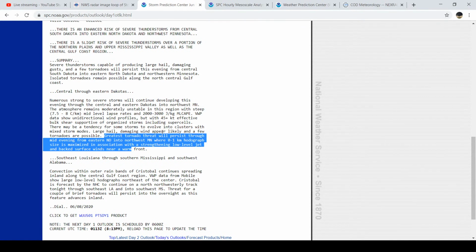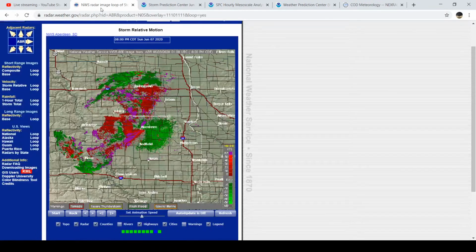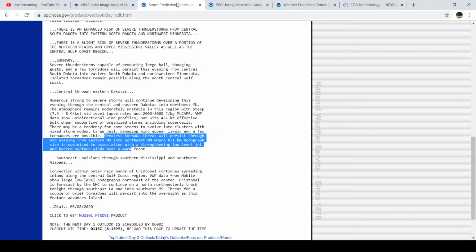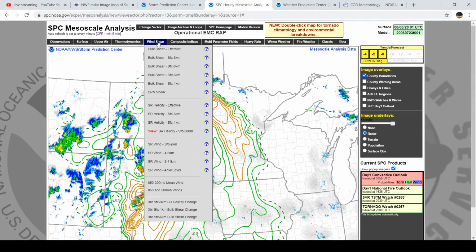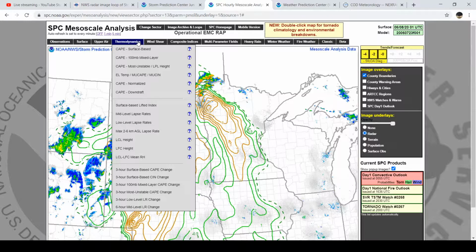The greatest tornado threat will persist through the mid-evening from eastern North Dakota into northwest Minnesota, where the 0-1 kilometer SRH is maximized in association with a strengthening low-level jet and backed surface winds near the warm front. So where that warm front was, we saw there was a great amount of helicity up here, where the warm front is running right through here. And we can see our energy helicity index is the greatest through this area. So these storms up here definitely have a chance of becoming tornado producers.